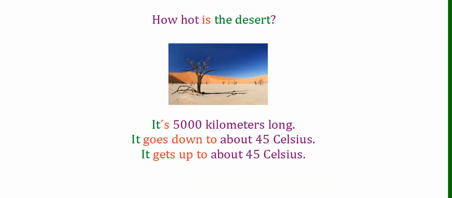And this next one, how hot is the desert? Well, this first response is wrong. We've asked for how hot, which is temperature. So it's 5,000 kilometers long? No, this is for length. This next one, it goes down to about 45 Celsius. This is wrong because we're talking about how hot. We use this it goes down to structure when we're talking about how cold. So the correct answer is, it gets up to about 45 Celsius.